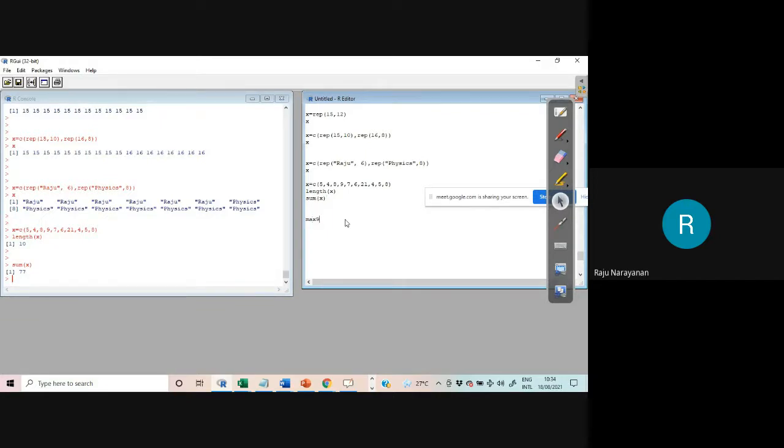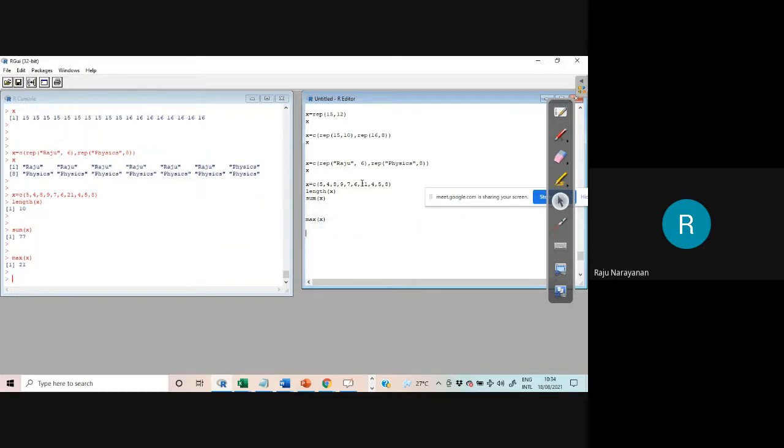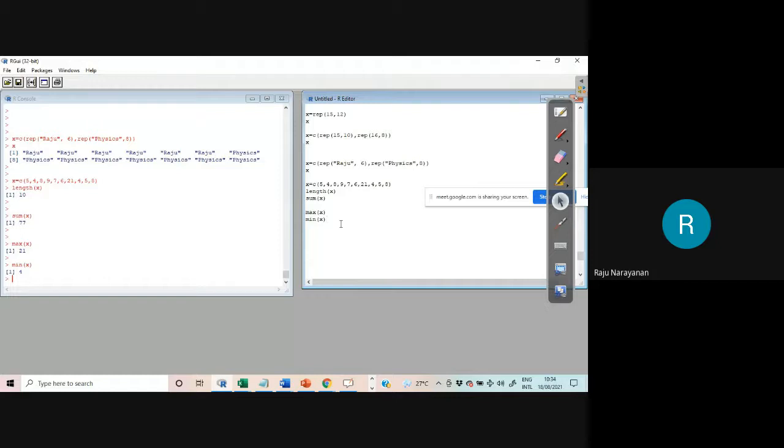Max, yesterday we have seen this. Max x will give you the maximum of the elements in x. 21 is the maximum. Yesterday I discussed one more point, which one is maximum, that also we have seen, so I am not going to do that one. Min x will give you the minimum. Minimum is 4.